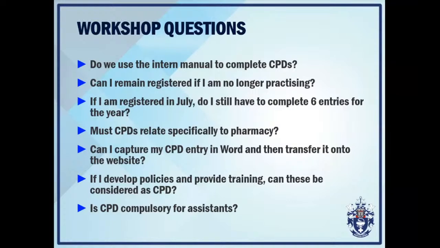If I get registered in July, do I still have to complete 6 entries for the year? I always relate this to if you declared yourself as non-practicing in January, and then on the 1st of July you come back and say, I want to start practicing. So there is that 6 months break. As a result, your CPD activities will be prorated. You will not be expected to complete 6 CPD activities for that year because you have a 6 months break. So there will be a prorate of the CPD entries.